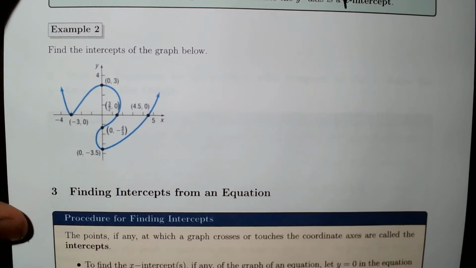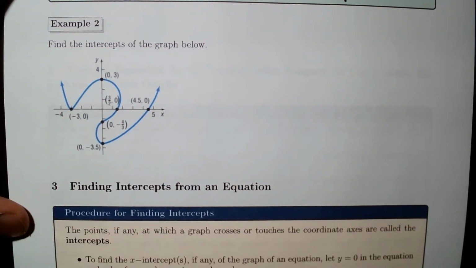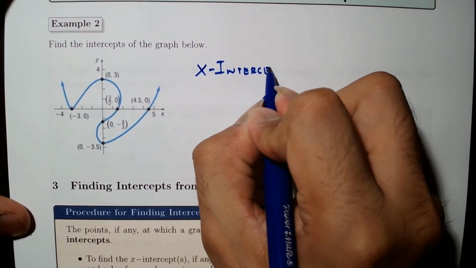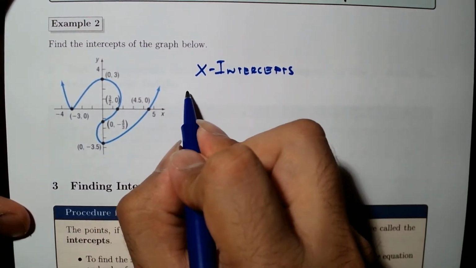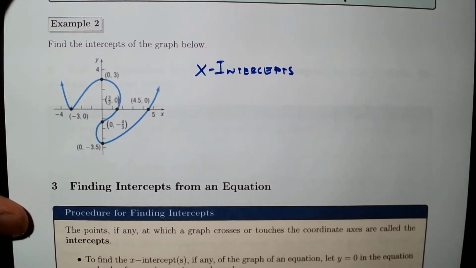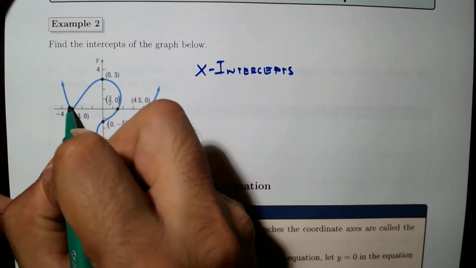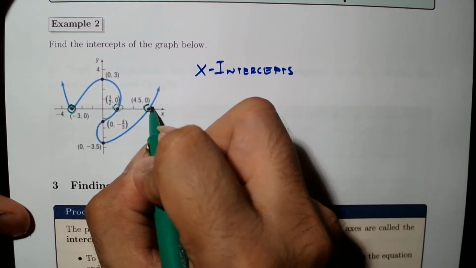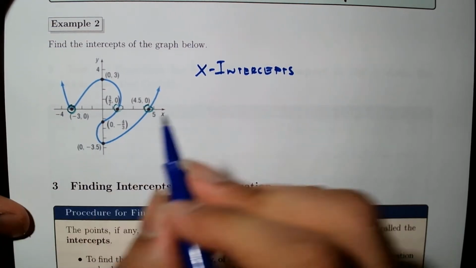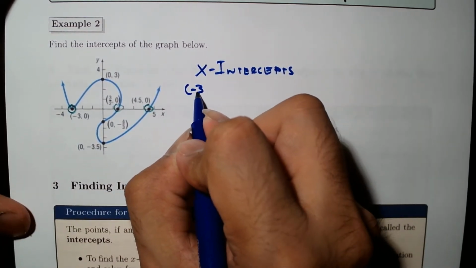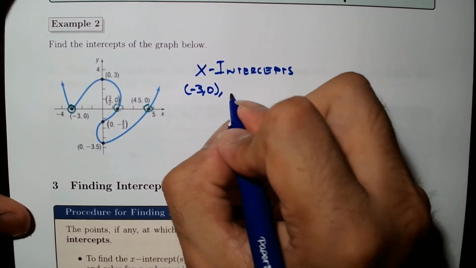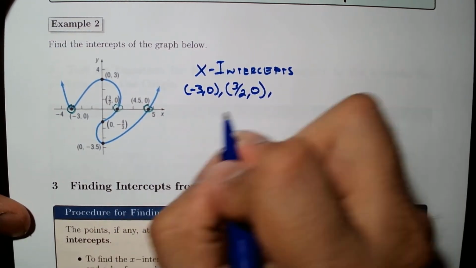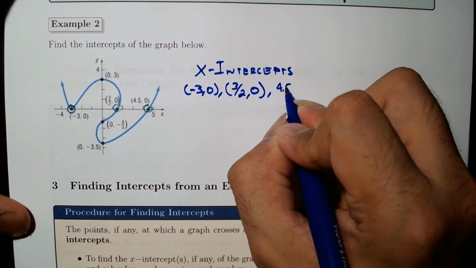Alright, let's find the intercepts given this graph. The x-intercepts are going to be the points that either cross or touch the x-axis. This is one, this is another one, and this is another one. Those are the points negative 3, 0; 3 halves, 0; and 4.5, 0.